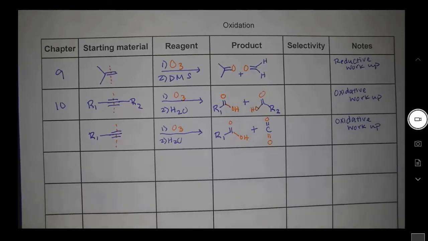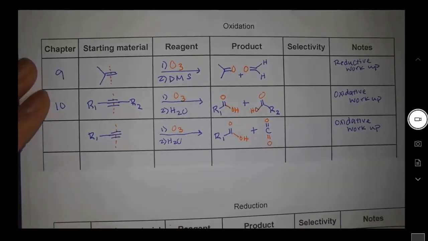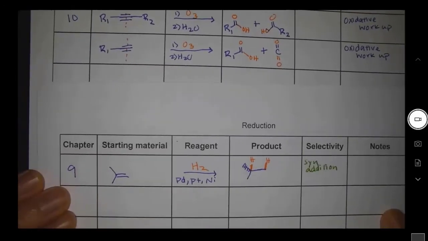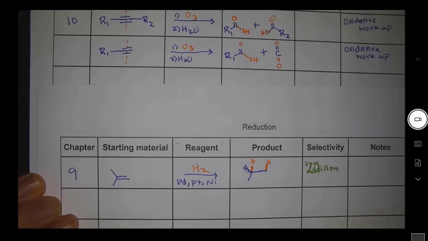All right, and then next we're going to the reduction page, which is page 19. Just put it right under here in case you're still writing. We have a couple of different reduction reactions to write.